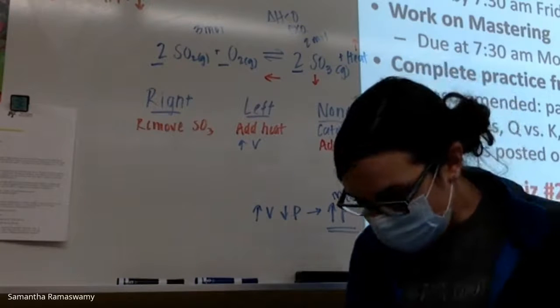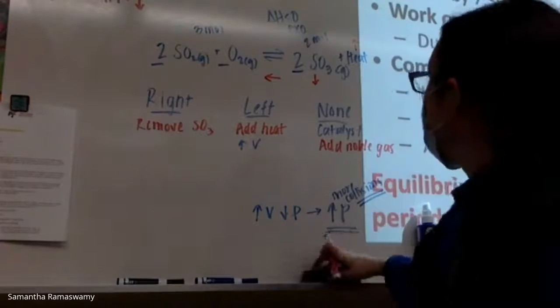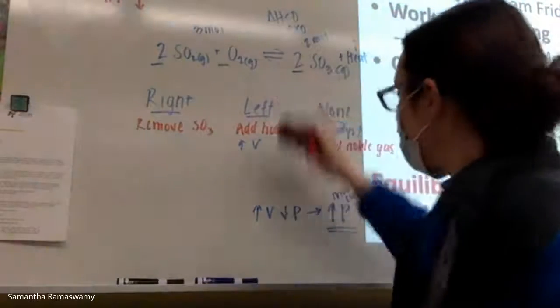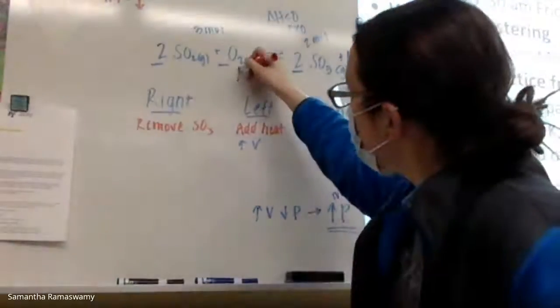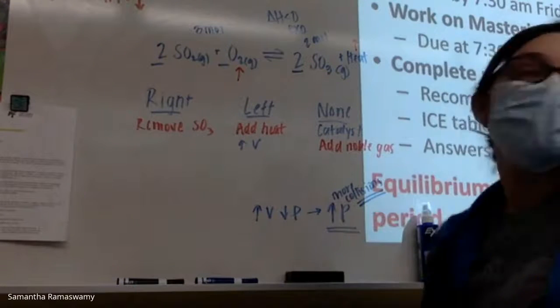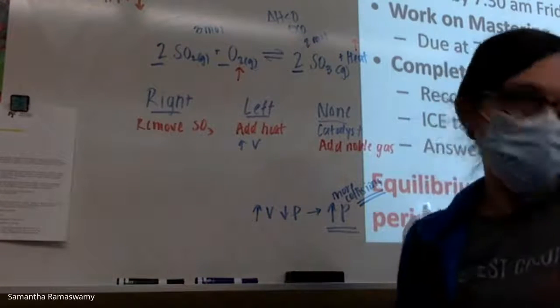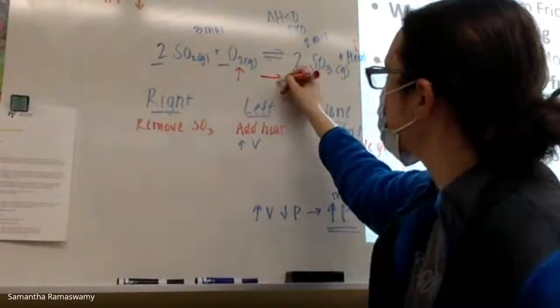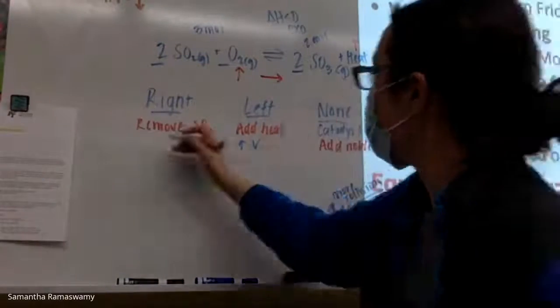The last one is that O2 is added to the system. If we add O2 to the system, you now have too many reactants and not enough products, so you need to make more products. That needs to shift to the right.